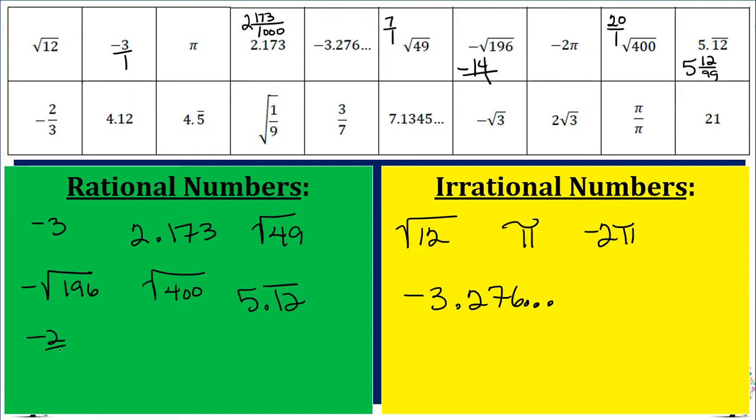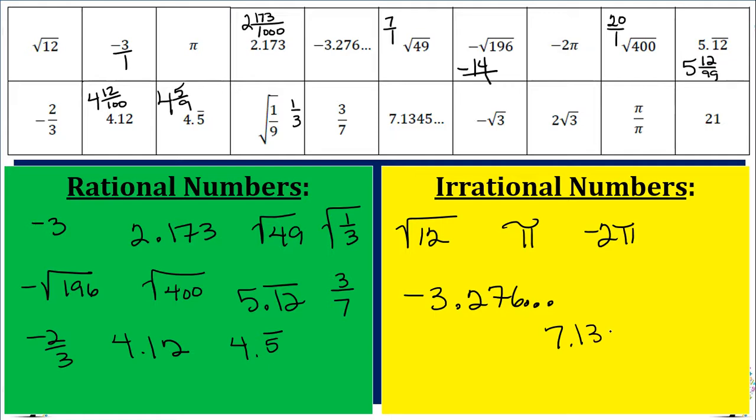We have negative 2/3. That's already a fraction. We have a terminating decimal, 4 and 12 hundredths. 4 and 5 over 9, 4.5 repeating. Look, guys, on this one, the square root of 1 is 1, and the square root of 9 is 3. So this consists of two perfect squares, so it's rational. 3/7 is already a fraction. This one, it does not end, and it does not repeat. The negative square root of 3, 2 radical 3.